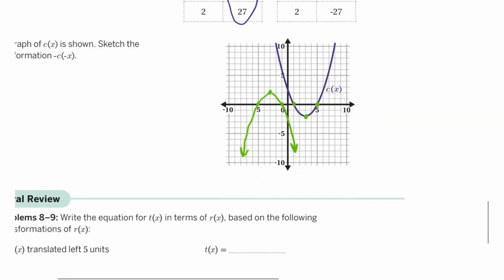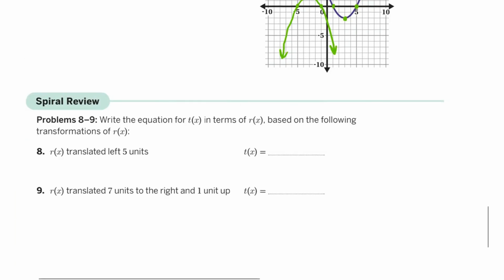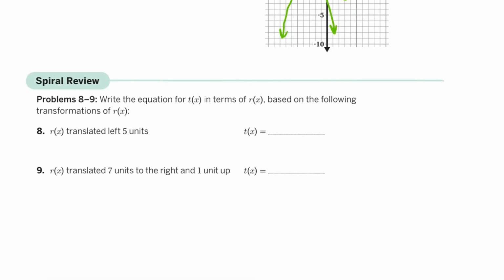All right, on to our spiral review for problems 8 and 9. We are asked to write the equation for t of x in terms of r of x based on the following transformations of r of x. For this one, we're asked to take r of x and translate it left 5 units. Remember, left and right is really going to be r of x with something done on the inside. Going left and right is the opposite of what we would expect. So that would be r of x plus 5.